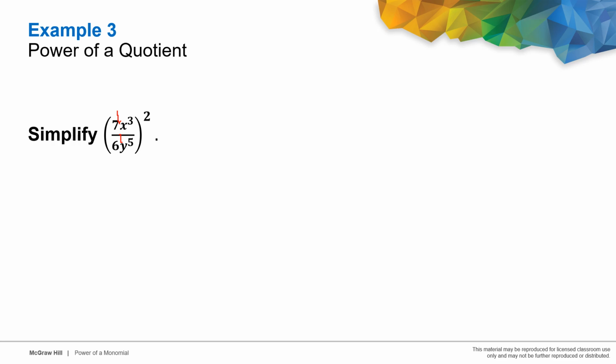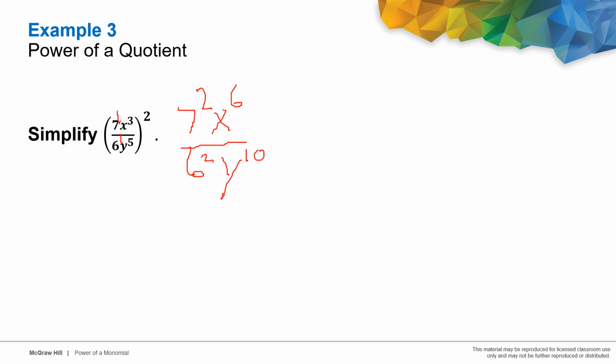Now let's use that. 7 to the first power times 2 is 7 to the second power. X to the third power times 2 is x to the 6th. Or raised to the second power, I should say. 6 to the first power raised to the second power. 1 times 2, 6 to the second power. Y to the 5th power raised to the second power. 5 times 2, y to the 10th.